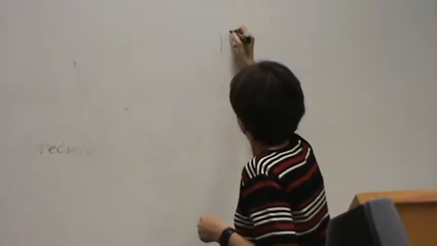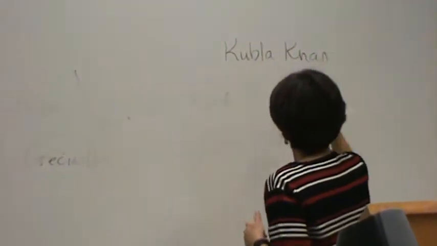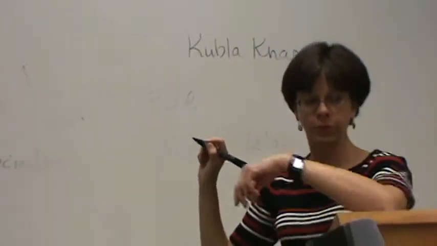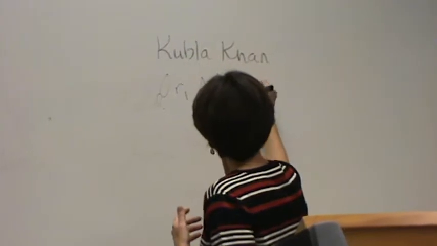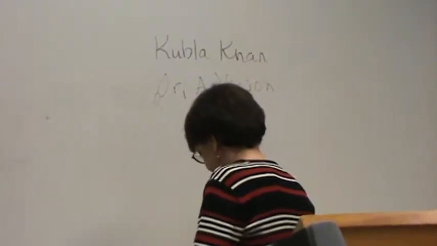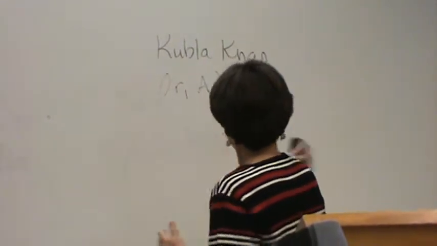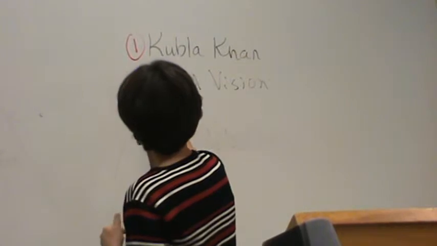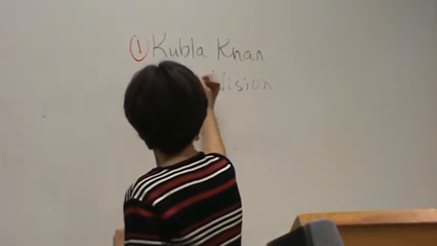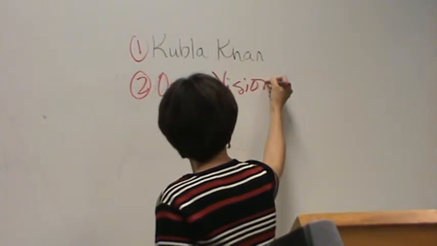We have some people saying Kubla Khan is the first. Is this just a fragment of the whole poem? No. And then we got "or a vision," and I can't read this because the thing won't erase. Sorry. You may need to, okay, this is one possibility, this is another possibility, "or a vision." I know this is silly, but it's actually important.